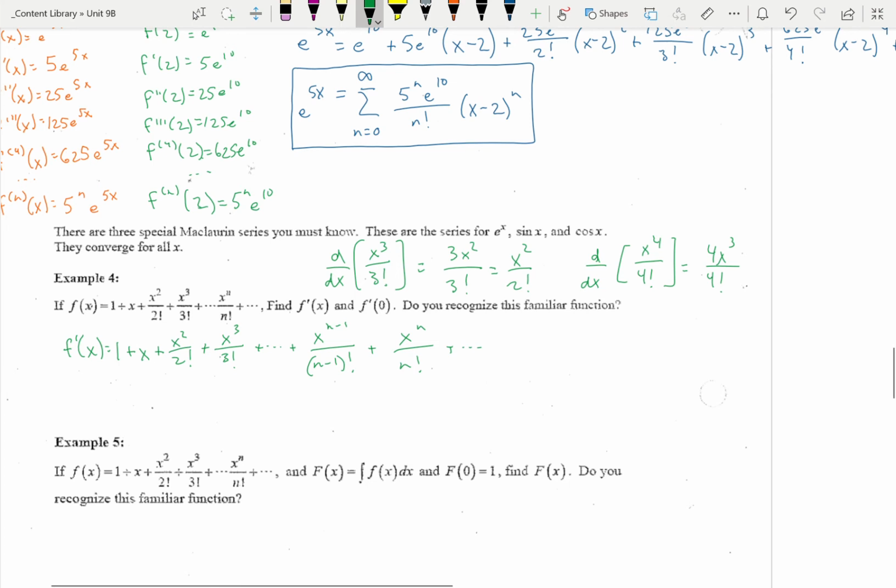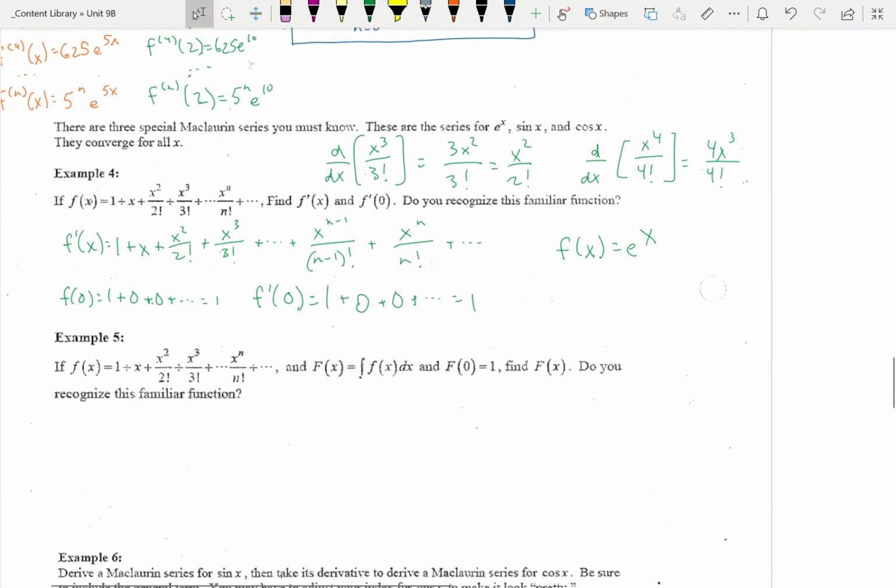What function do we know that has this property where you take its derivative and you get the same thing back again? Well, it also has a y-intercept at 1. If we find f of 0, we know that this is 1 plus 0 plus 0 plus 0 plus 0 plus 0, which is 1. If we find f prime of 0, we also get the same thing because f prime is the same thing. This is a function that we know. We know that this is e to the x.